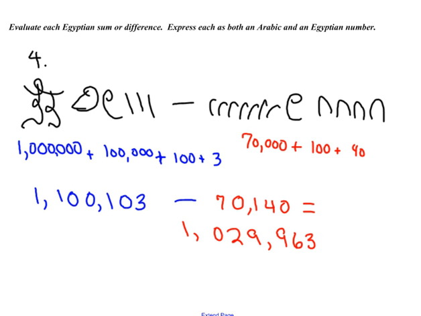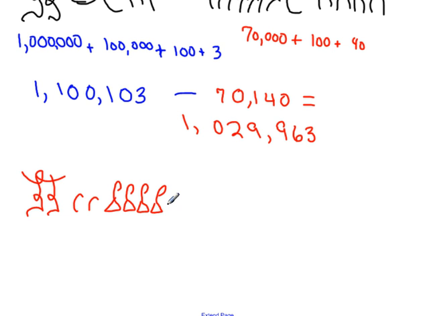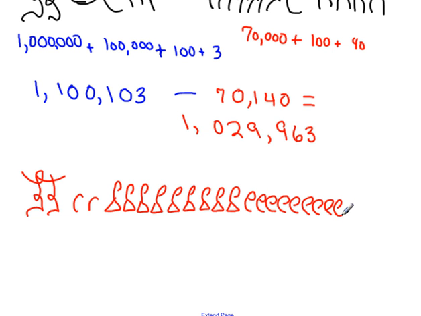Okay, now we're going to have to convert that back to an Egyptian number. So we just write the symbols. So this is going to be 1 astonished man for the million, 0 polywogs, 2 pointed fingers, 9 lotus flowers, 9 coiled ropes, 6 heel bones, and 3 strokes.